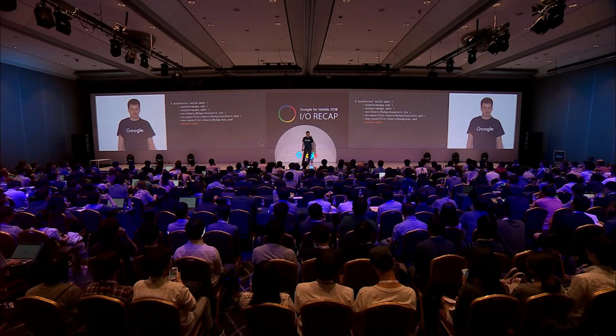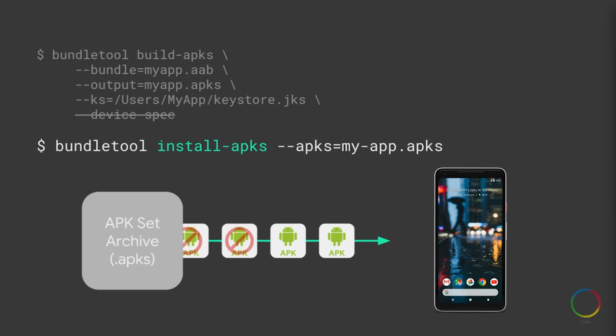By omitting the device spec flag or connected device, she generates the APK set which contains APKs for all possible devices her application can support. QA team can now grab this APK set from the continuous integration server, connect a device, and run the install APKs command. Bundle tool reads the device configuration from the device, extracts only APKs that match the configuration, and installs them. And this is the same selection that happens on Play servers when serving APKs for a given device.